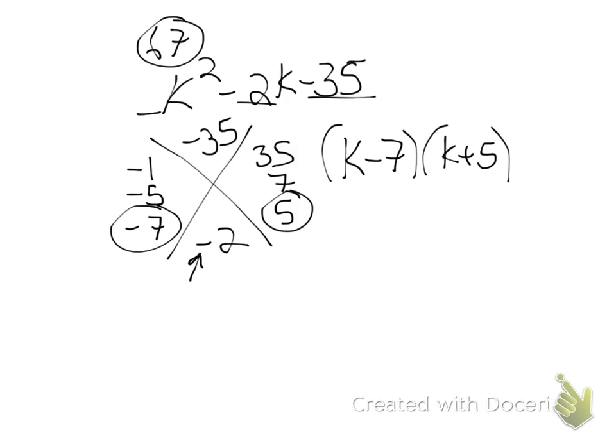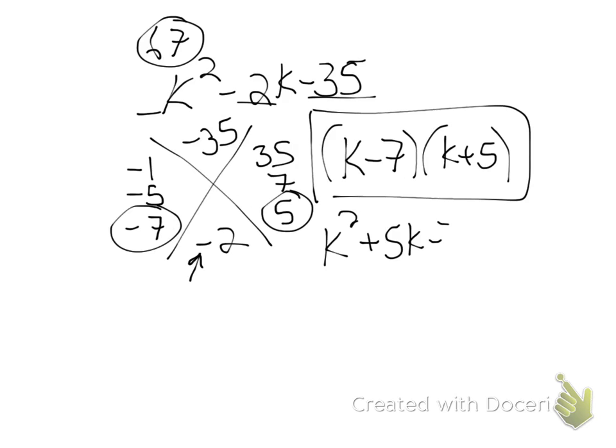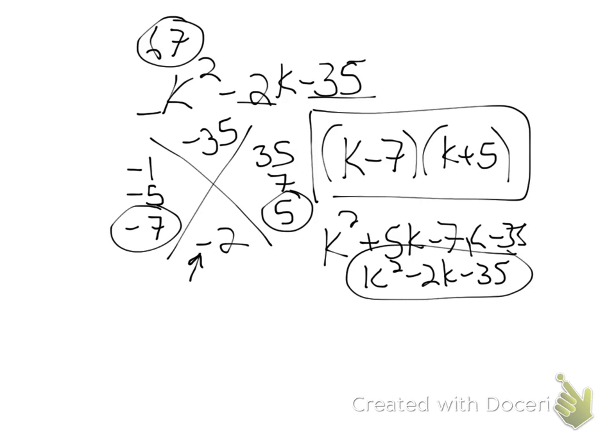And remember, you can never ever miss these if you check your answers. We got K squared plus 5K minus 7K minus 35, which is K squared minus 2K minus 35. And that's how you do factoring when A equals 1.